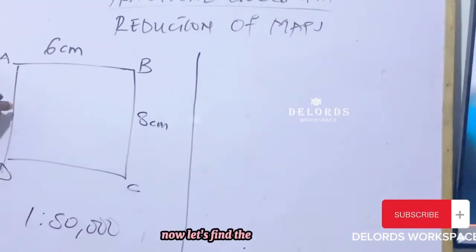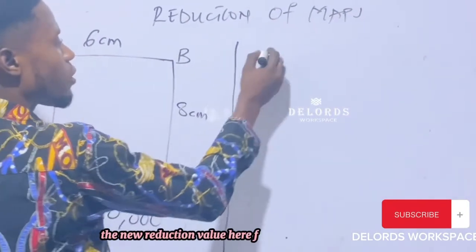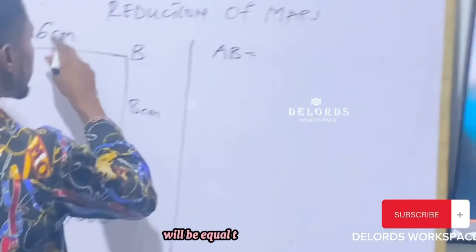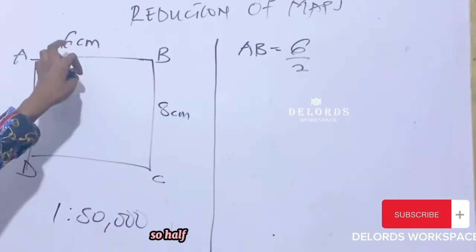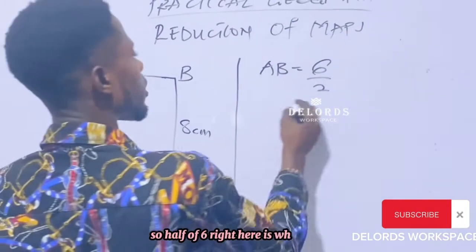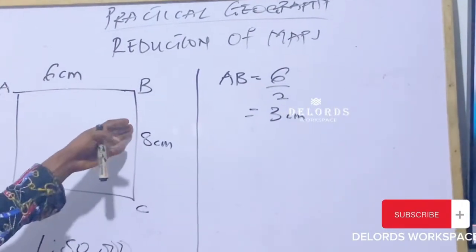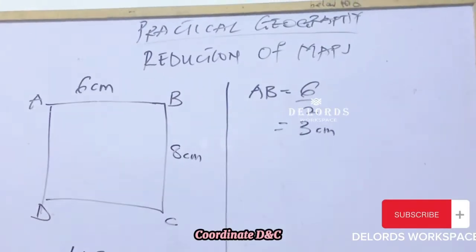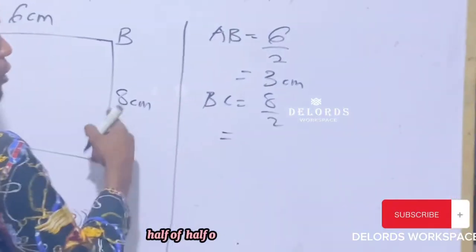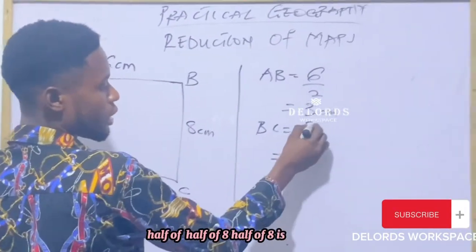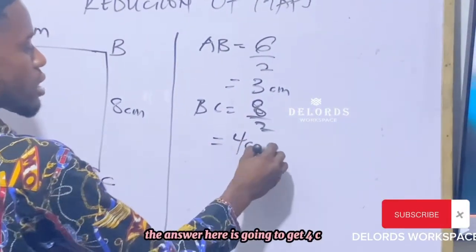Now let's find the new reduction value for coordinates A and B. It will be equal to 6 over 2, since we are using half, so half of 6 is 3 centimeters. Now we also need to find coordinates B and C, which is the breadth. Half of 8 is 8 over 2. The answer here is 4 centimeters.